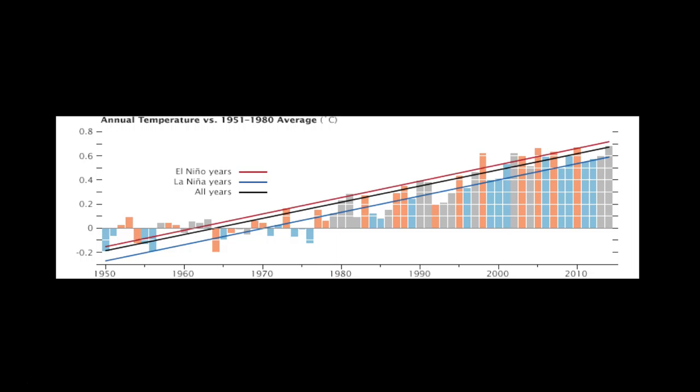Anything else about this? So here's El Nino years in red. Here's La Nina in blue. All years in green. So these guys are labeled, but what's this? There's a gray, there's an orange, there's a blue. What does that mean? I think the orange corresponds to El Nino and the blue corresponds to La Nina.